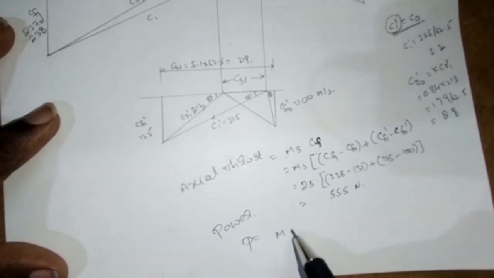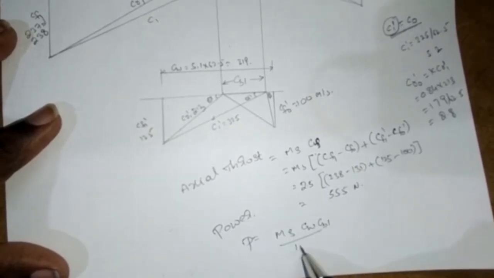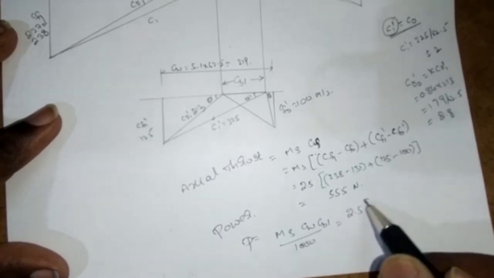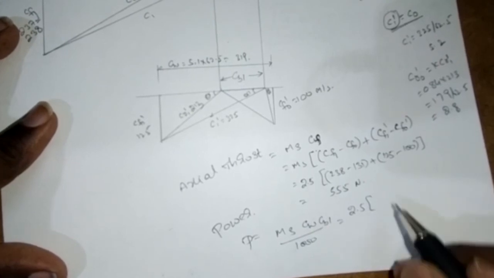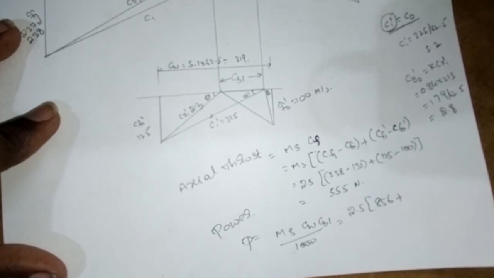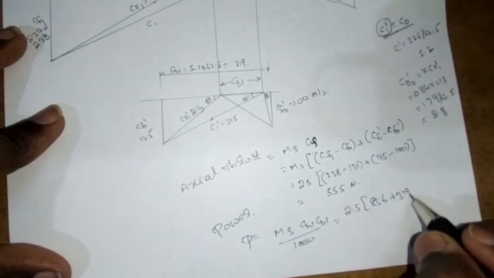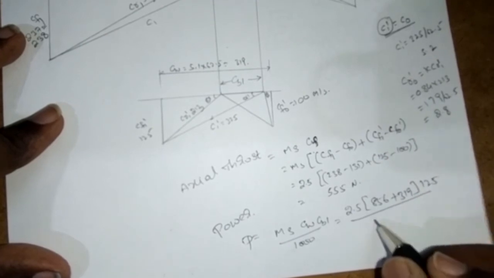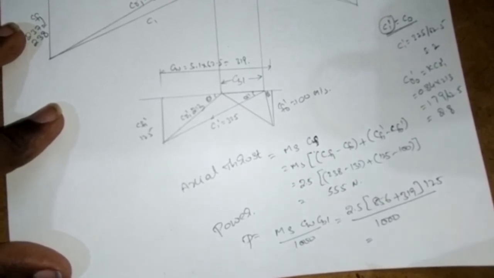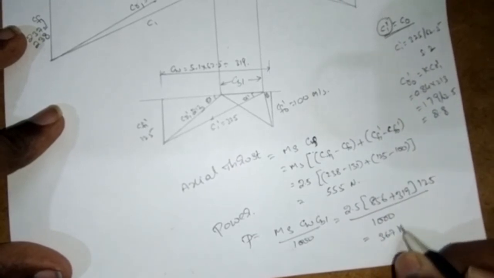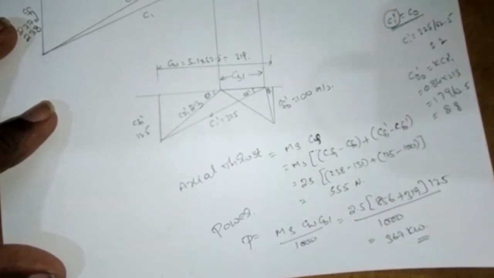Then power developed. Power developed is equal to ms CW CBL by 1000. Here CW is 594 plus 262, around 856, and for outlet 319. Blade velocity 125, by 1000, is equal to 367 kilowatts. That's it. Thanks for watching the video.